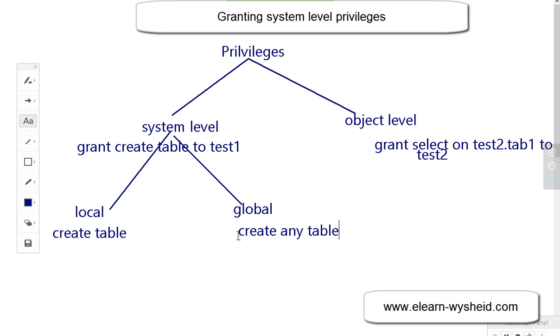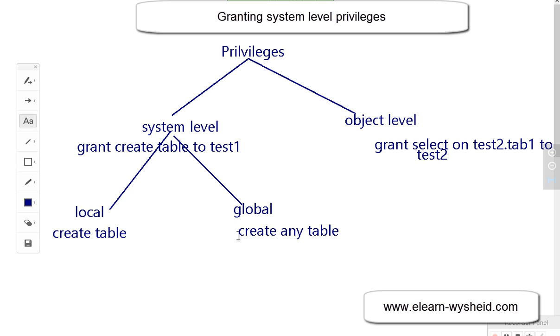For example, grant select on test2.tab1, where tab1 is a table under the schema test2, to another user, say test3 or somebody. So it is granting the privileges on a particular object to another user. That is known as object level. In the case of an object level privilege, we are specifying an object. But in the case of a system level privilege, we are only specifying the privilege and the user who gets it. No objects are involved there.